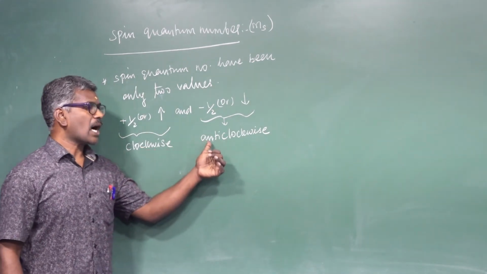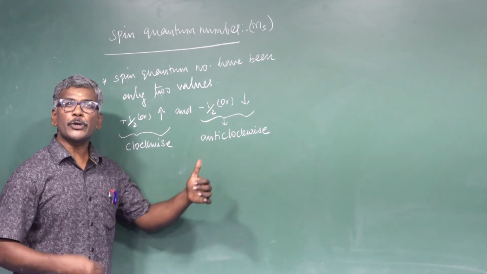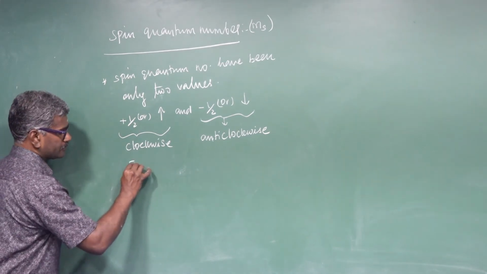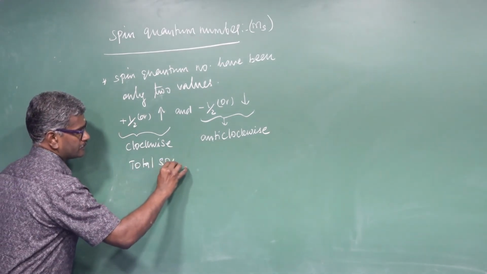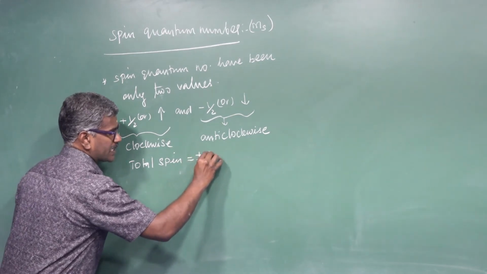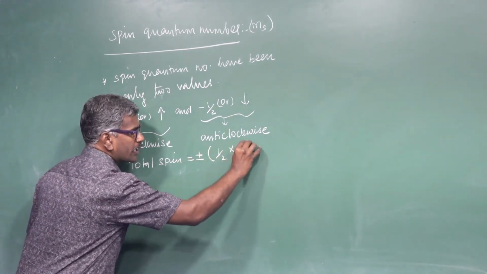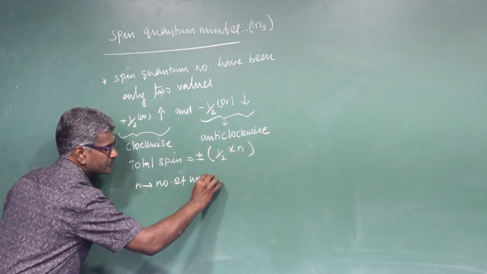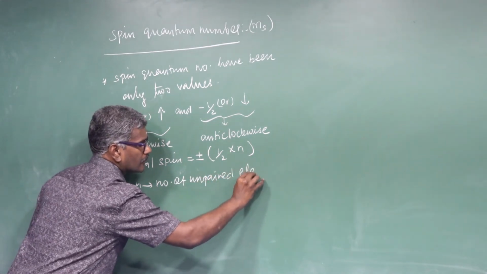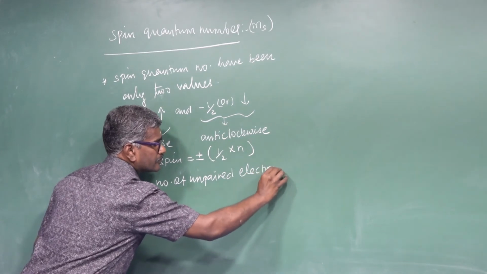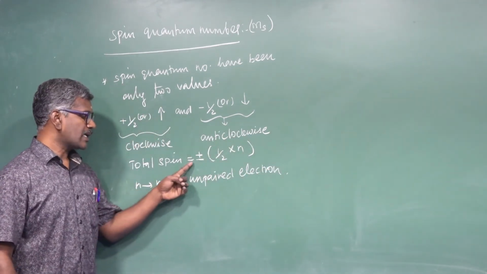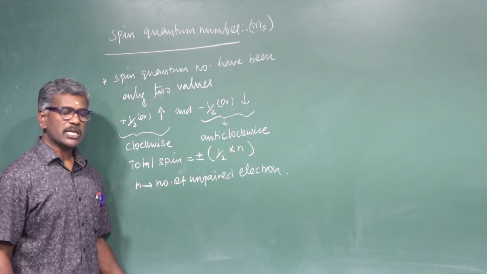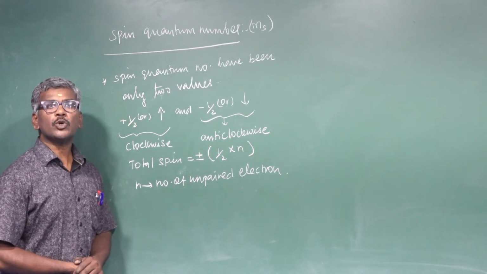Clockwise and anti-clockwise spin of the electron produces a magnetic field. The magnetic field is given by the formula plus or minus half into n, where n is nothing but the number of unpaired electrons. Clear, what is the formula for total spin? Plus or minus half into n, where n is the number of unpaired electrons. This is covered by the spin quantum number.